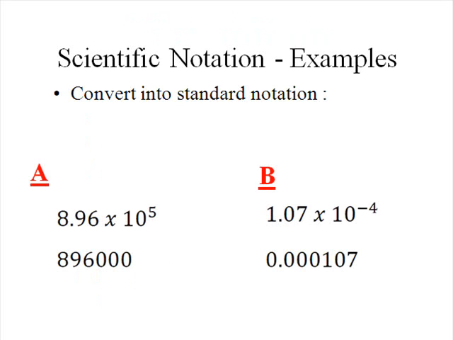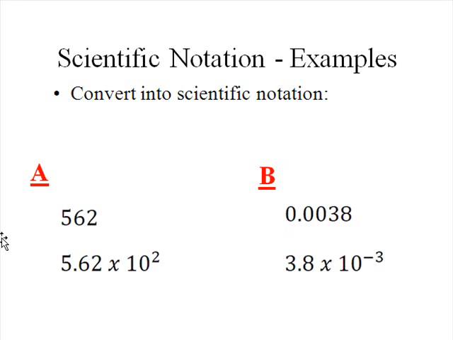8.96 times 10 to the fifth, you can convert that to the whole number as you see it. If you've got 1.07 times 10 to the minus fourth, you can change it to the number below. Now this is the more common way you're going to see things. You take a number, 562, and convert it to scientific notation: 5.62 times 10 to the second. And B, 0.0038 converted to 3.8 times 10 to the minus third. So those are the conversions to scientific notation.